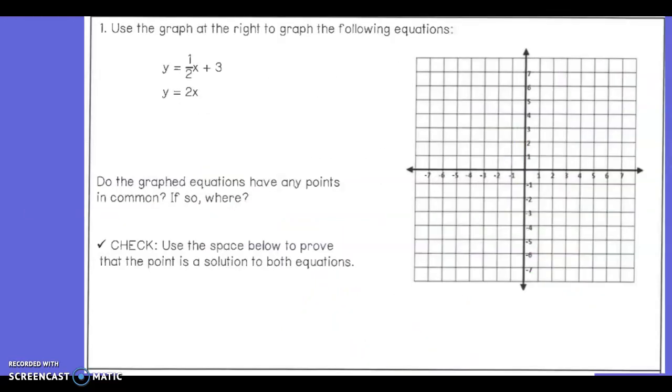In our first example, what we're going to do is graph the two equations that are listed on the graph on the right-hand side. Why don't you go ahead and use your graphing skills to graph these, and hit pause and hit play when you are ready.